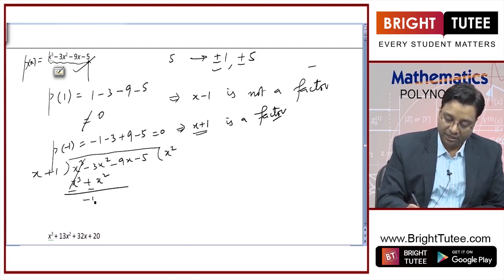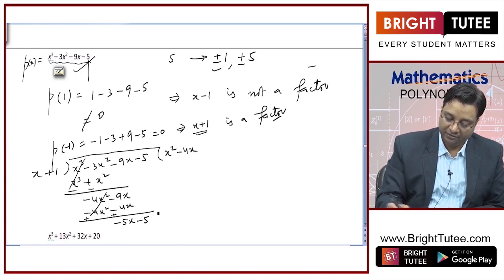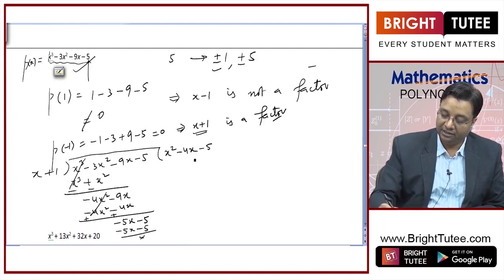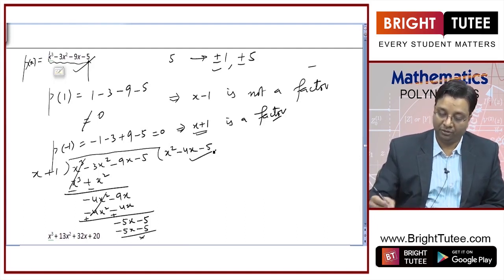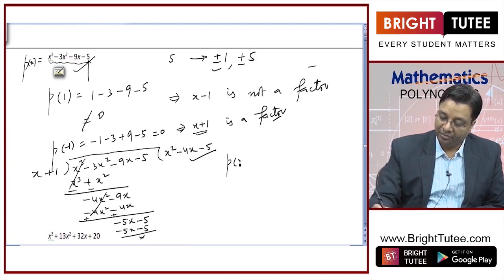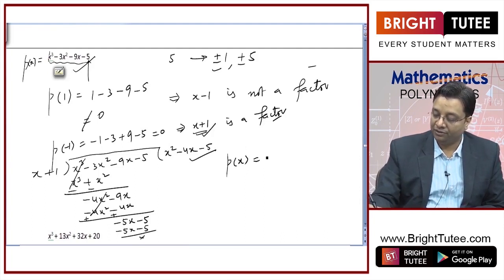So x cube plus x square, this will cancel out, minus 4x square minus 9x. So minus 4x square minus 4x. So this will cancel out, minus 5x minus 5. So if I multiply this by minus 5, it will give me minus 5x minus 5. Hence this is the quadratic polynomial that we were looking for. What I mean is that p of x is equal to, this was one of the factors, so x plus 1 into, this is another factor which is a quadratic polynomial.